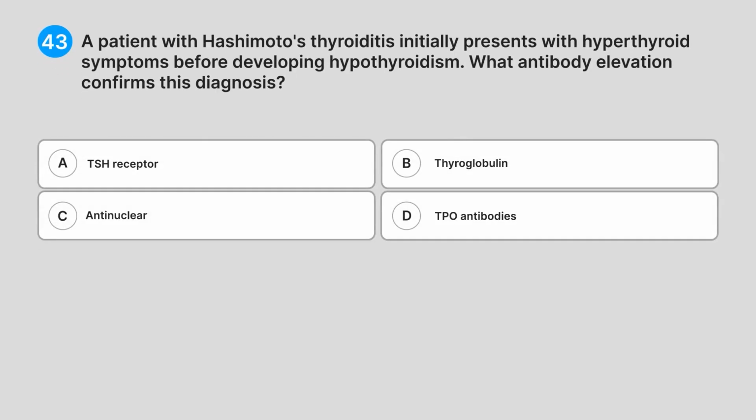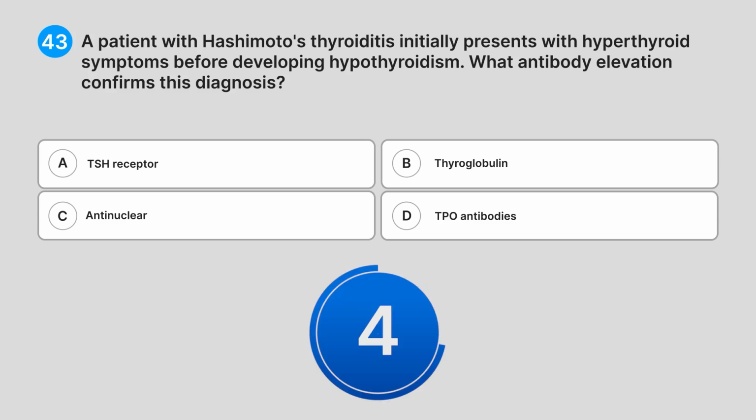43. A patient with Hashimoto's thyroiditis initially presents with hyperthyroid symptoms before developing hypothyroidism. What antibody elevation confirms this diagnosis? A. TSH receptor. B. Thyroglobulin. C. Antinuclear. D. TPO antibodies. Can you guess the answer?